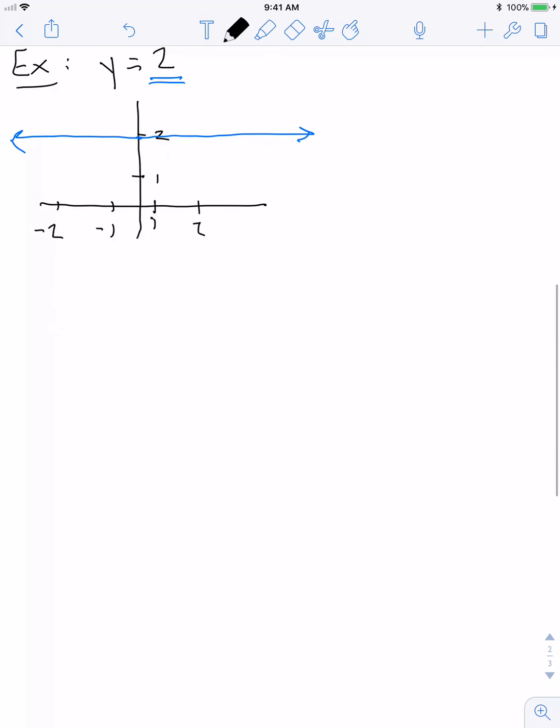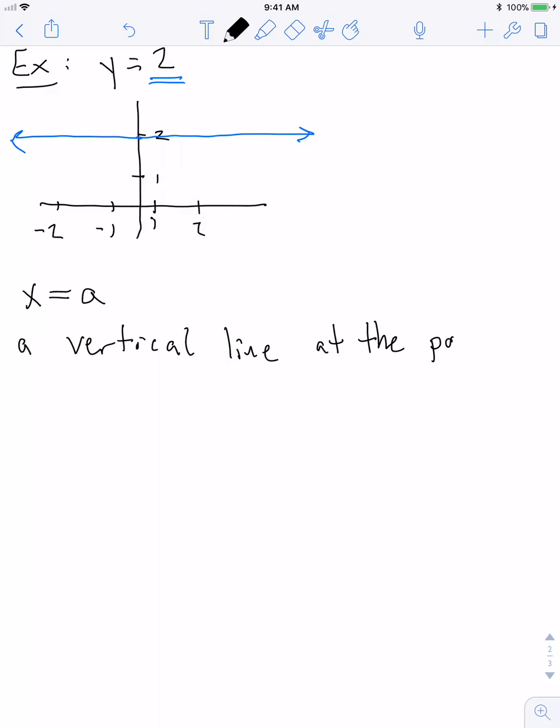We can do the same thing with x now. So the next special case is x equals a. And now, no matter what y is, x will always remain the same. So this is a vertical line at the point a on the x-axis.